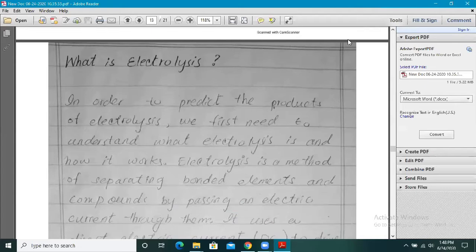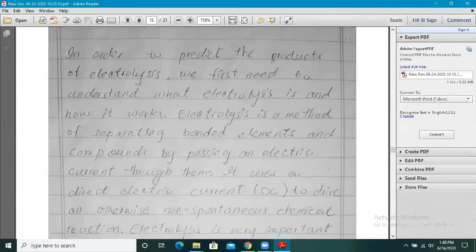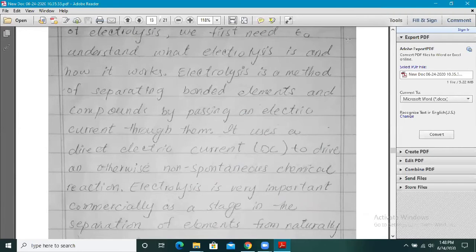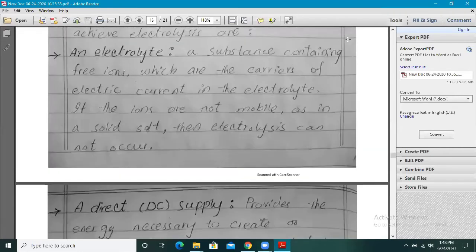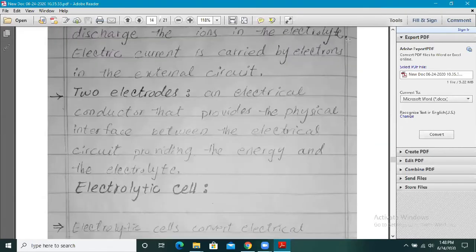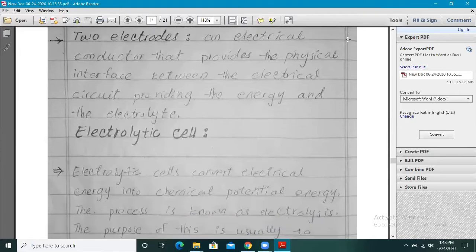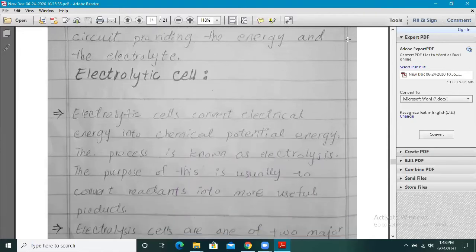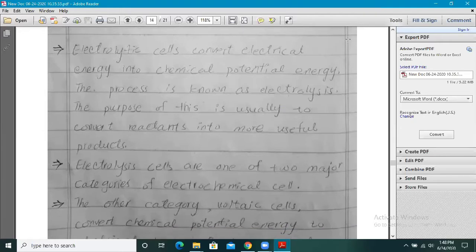Next, we have electrolysis. In order to predict the product of electrolysis, we first need to understand what an electrolyte is. Electrolysis is a method of separating bonded elements and compounds by passing an electric current through them. It uses a direct electric current, which we can also call DC current, and it needs an electrolyte, a DC supply, two electrodes, and electrolytic cells. It is a cell that converts electrical energy into chemical potential energy, and this is known as electrolysis.